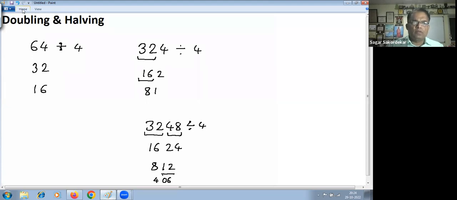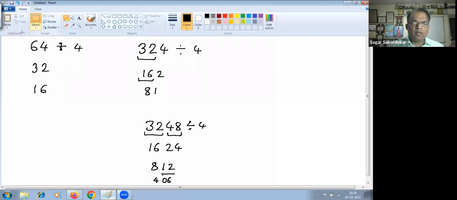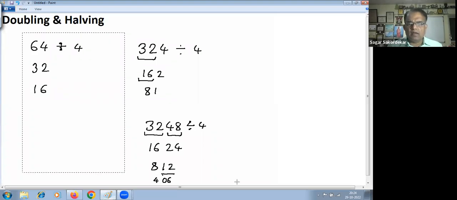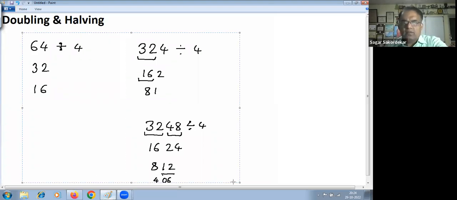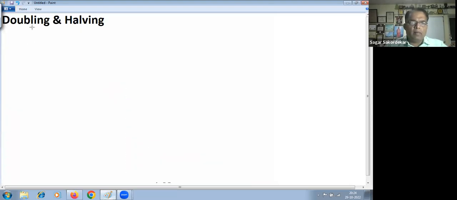So this is one application. There is one more application for this doubling and halving. That is when you are, say, multiplying by 5. When you are multiplying by 5, or when you are multiplying by 25, or when you are multiplying by 125. Okay. So instead of 5, it can be 15. Instead of 25, it can be 250, and so on. I'm not taking all those possibilities.